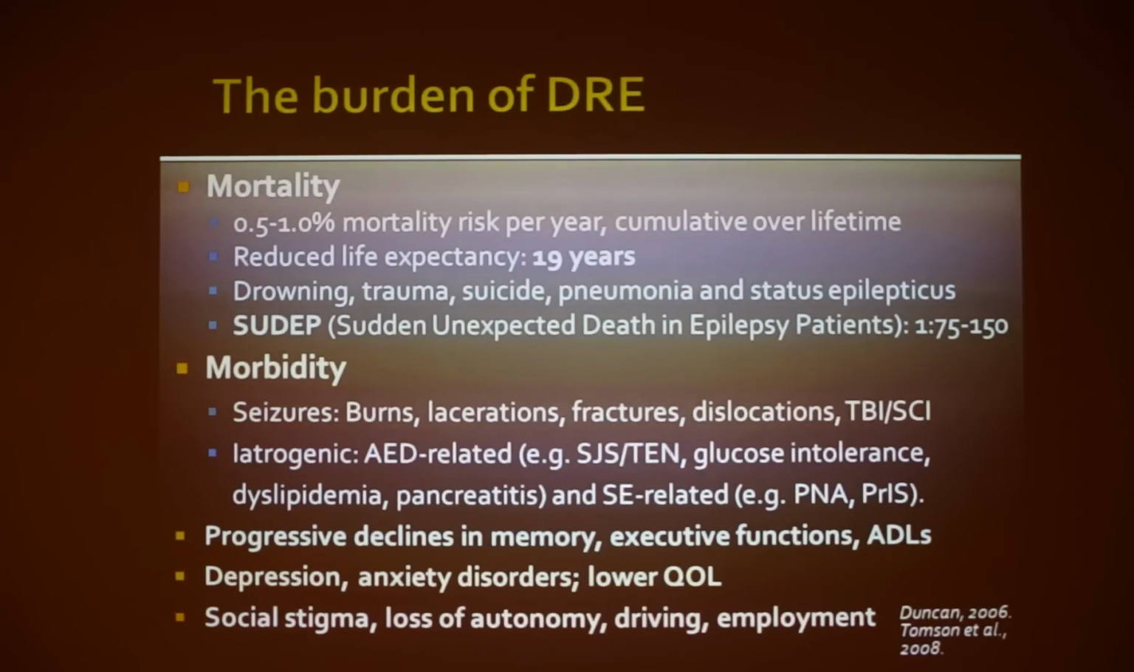So why all the fuss about drug-resistant epilepsy? First of all, there's a fairly significant mortality, estimated at 0.5 to 1% risk per year, that's cumulative over the lifespan, during which time the patient is suffering from drug-resistant seizures. The average reduced life expectancy is 19 years for patients who have drug-resistant epilepsy, and common causes of death include drowning, trauma, suicide, iatrogenic complications, or complications from seizures such as pneumonia and status epilepticus.